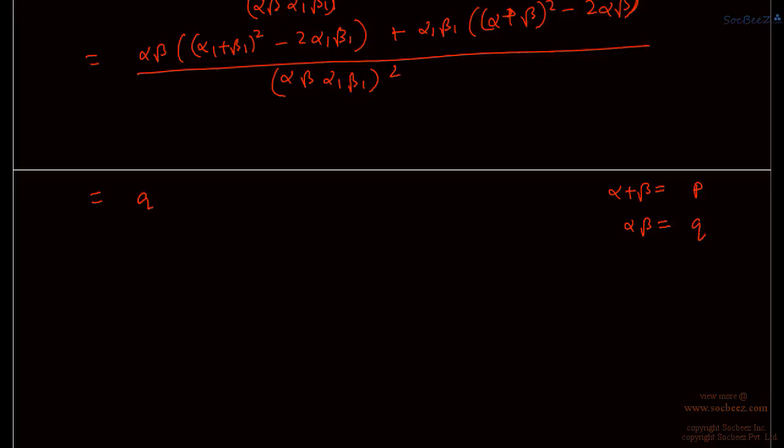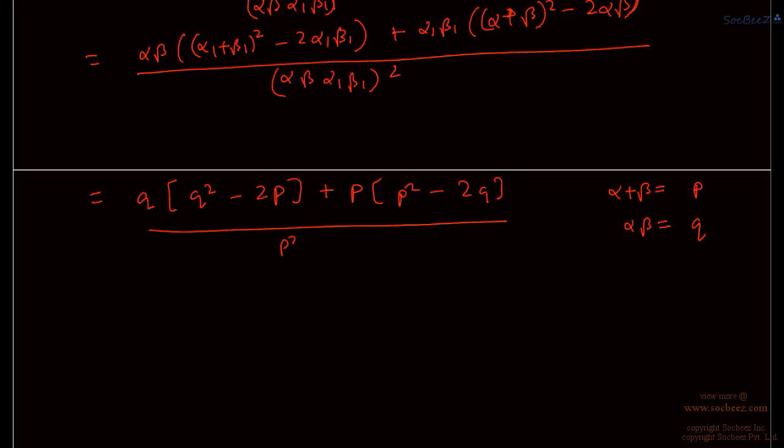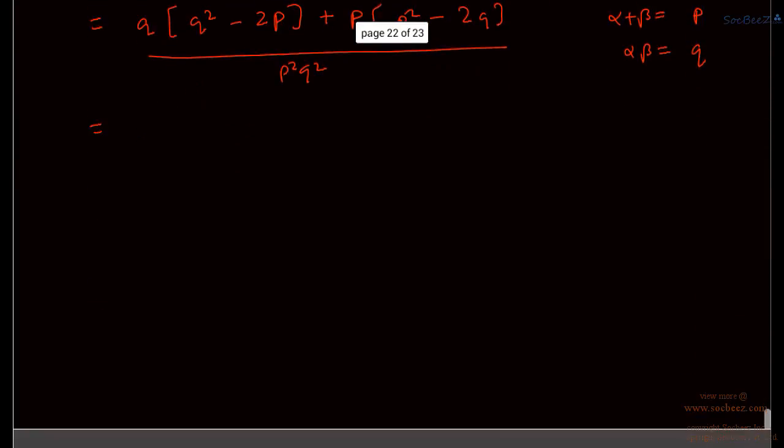So alpha beta is Q, with alpha 1 plus beta 1, that is also Q, so Q squared minus 2 alpha 1 beta 1. Alpha 1 beta 1 is P. Now I have alpha plus beta, it is P squared minus 2 alpha beta, which is Q. Right? Now alpha beta is Q, alpha 1 beta 1 is P, so the denominator is P squared Q squared.